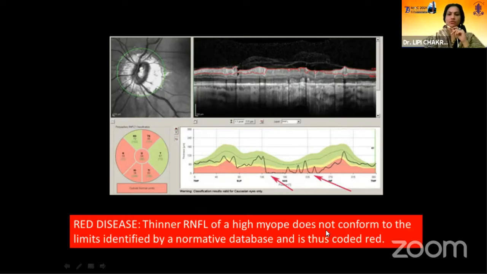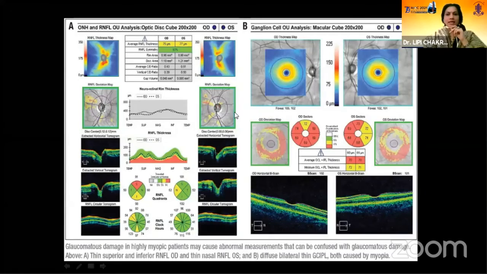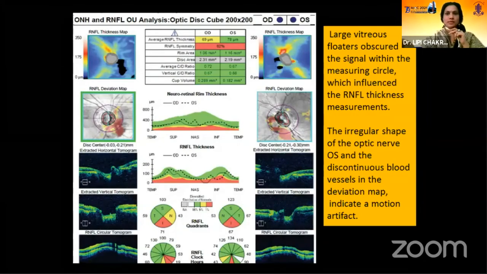Thinner RNFL of a high myope does not conform to the limits identified by a normative database, and so everything falls in red. In myopes, again, we say that ganglion cell analysis, that is more of an OCT data which we should rely on rather than the RNFL thinning. Sometimes it may be falsely red, but most times ganglion cell analysis OCT is the choice in myopes.